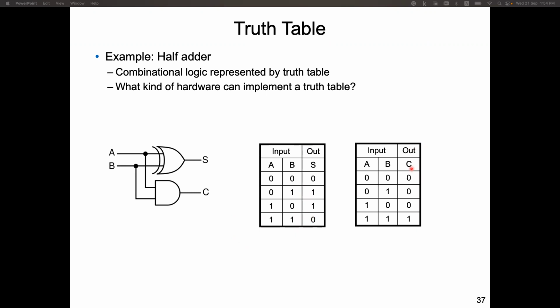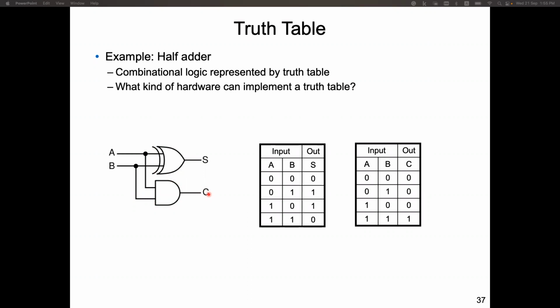But there is also a carry output. The carry output will be 1 when both A and B inputs are 1. In other cases, the carry output is 0. So those are the 2 truth tables, and using discrete components, we can use an exclusive OR gate to implement the sum output, and an AND gate to implement the carry output. But that's fixed hardware.